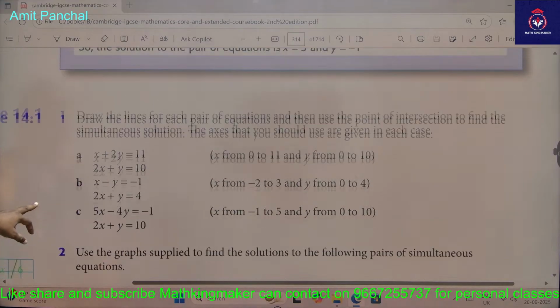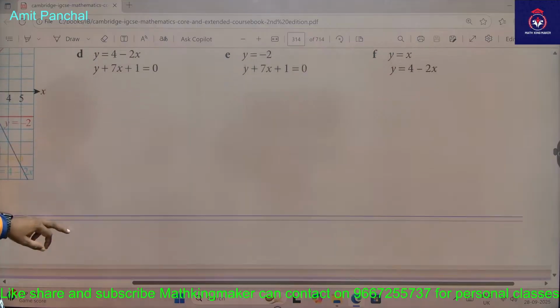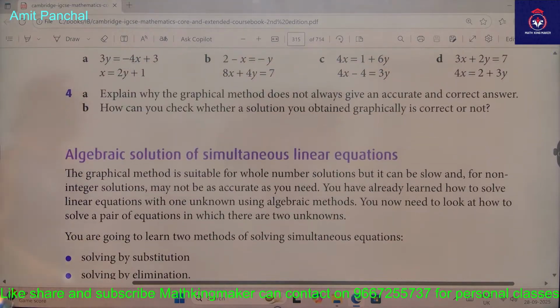That means the whole exercise 14.1 will be your homework. Got it? Okay. Now we are going to solve these simultaneous equations with algebra.